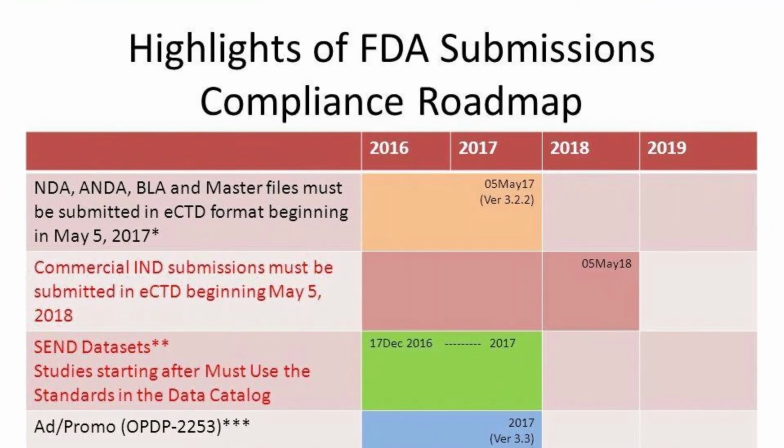Now, this is about the timeline. As I was discussing, for NDAs, ANDAs, BLAs and master files, it was decided with the guideline issued in May 2017 that their submissions have to be done online in the standard format established by the catalog mentioned by the FDA after December 2017. It was also decided for commercial INDs, investigational new drug applications, that they have to be submitted online in the data formats provided by the catalog after December 2018. SEND datasets were activated after 2017.